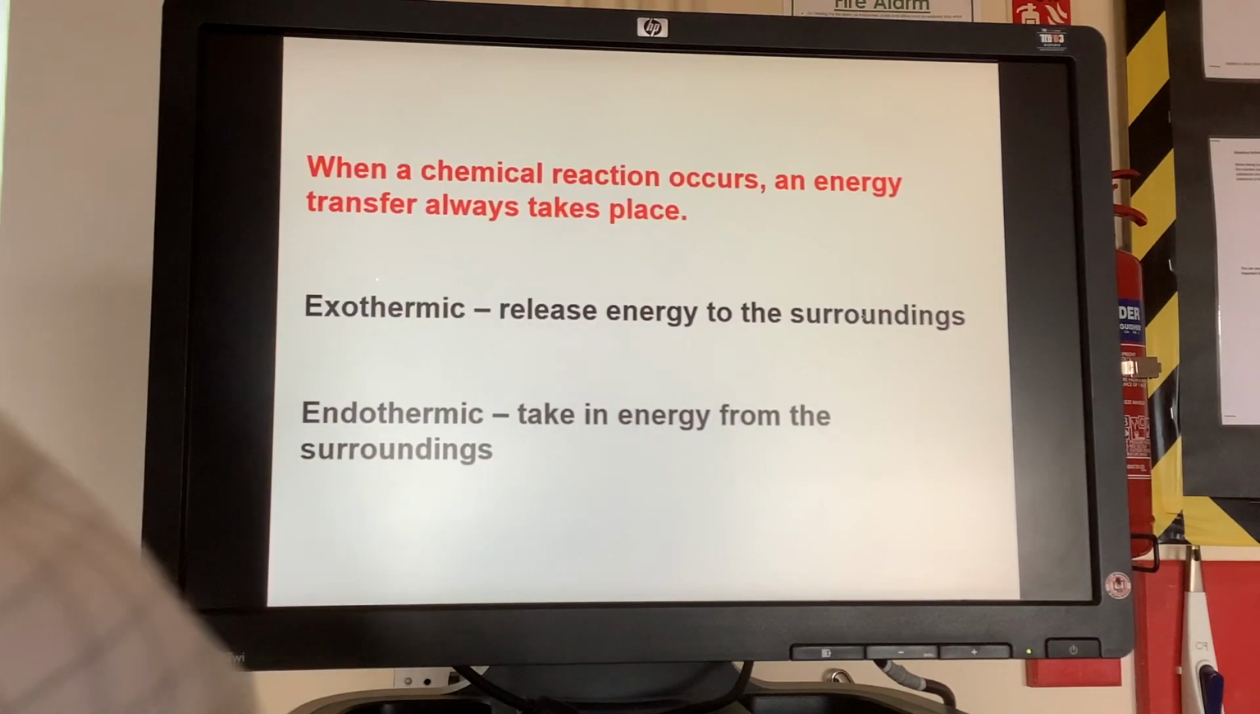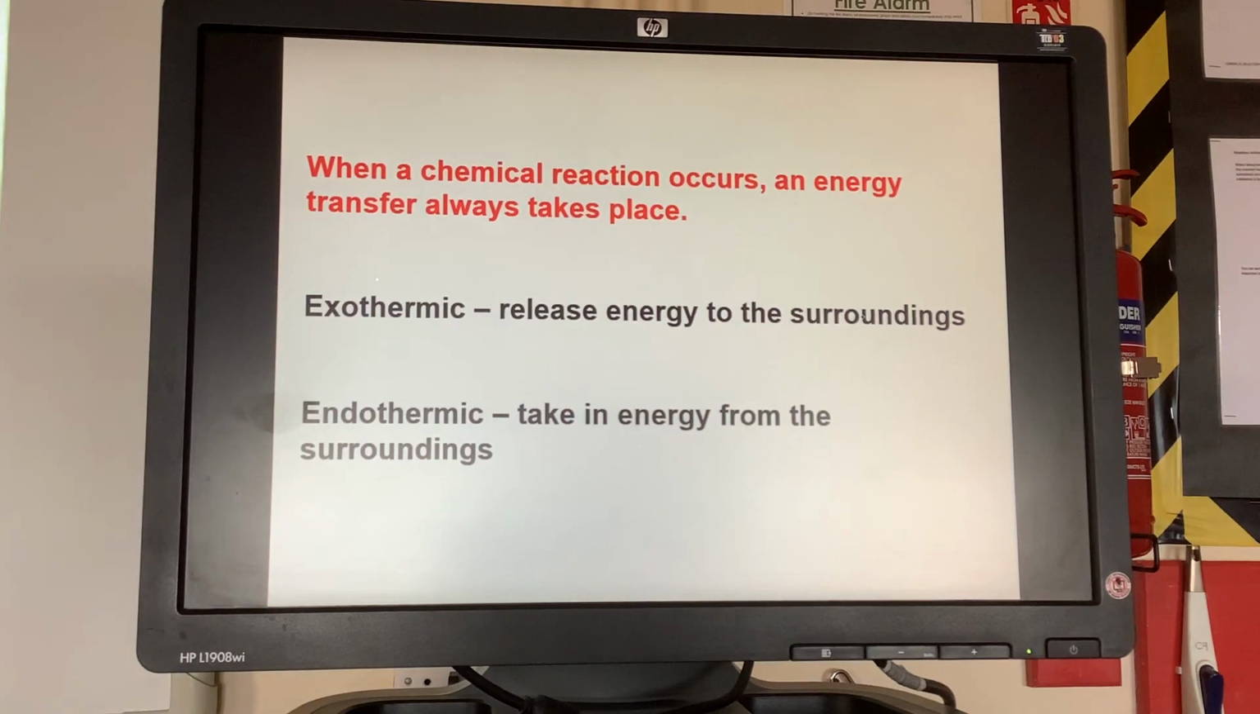So as a quick recap, we've said when a chemical reaction occurs, an energy transfer always takes place. I want you to write that down as a recap. We said exothermic reactions release energy to the surroundings, and the surroundings get hotter, if you recall. Or we can have endothermic reactions that take in energy from the surroundings, and the surroundings get cooler. Pause the video if you need to write that down.